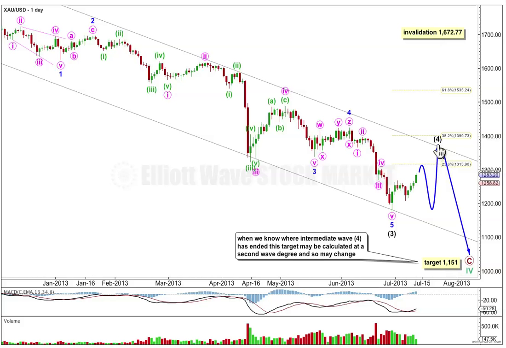But when we know where the fourth wave has ended within it, we can add to this target calculation at another wave degree as well, so it may widen to a small zone or it may change in the next few weeks. Let's have a look at the start of this fourth wave correction here on the hourly chart.